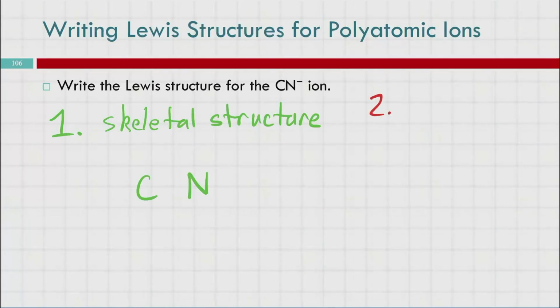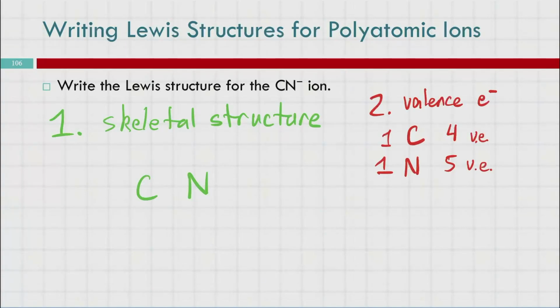And then we want to count up our valence electrons. Carbon on our periodic table, we can find it in group 14. It's all the way at the top, number 6. It has 4 valence electrons. We've got 1 carbon, 4 valence electrons total. We also have 1 nitrogen, and our nitrogen is in group 15, so it has 5 valence electrons.